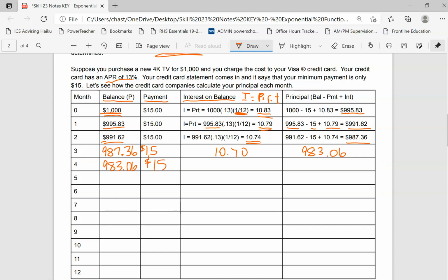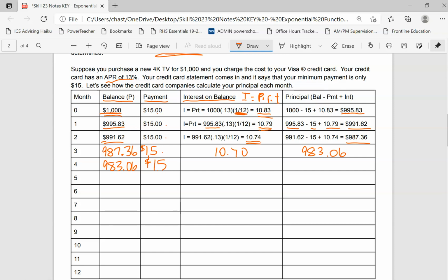So let me illustrate something real quick. After basically 4 months of making payments, so we've made 4 payments at this point, you'll notice that you've paid $15, $30, $45, $60, and your balance is $983. Your balance is a little less than $17 lower than what it was when you started, even though you've paid $60 of payments.